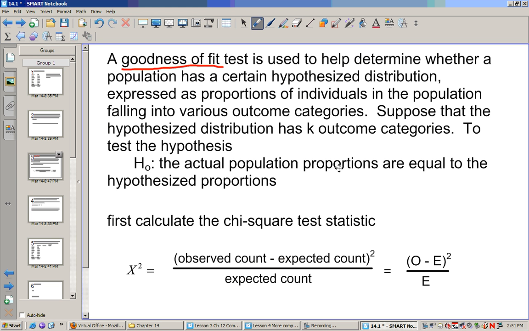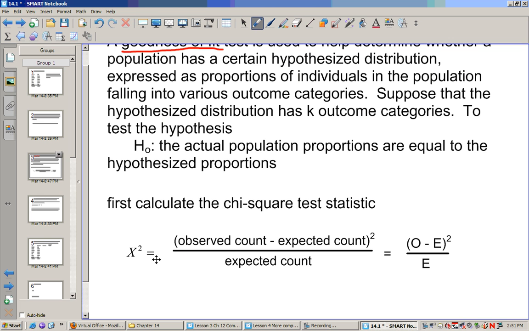Suppose that the hypothesized distribution has k outcome categories. To test the hypothesis, our null hypothesis is that the actual population proportions are equal to the hypothesized proportions. First, we need to calculate this chi-squared test statistic. To do this, we take the observed count minus our expected count and square it, and divide it all by the expected count.